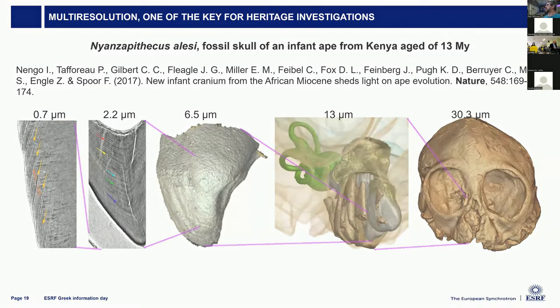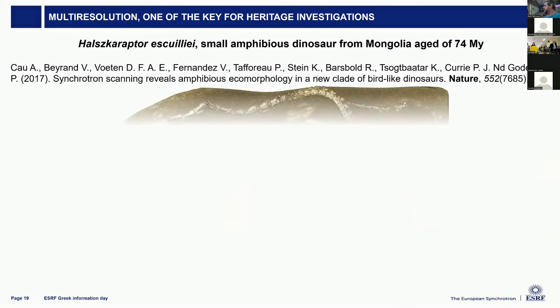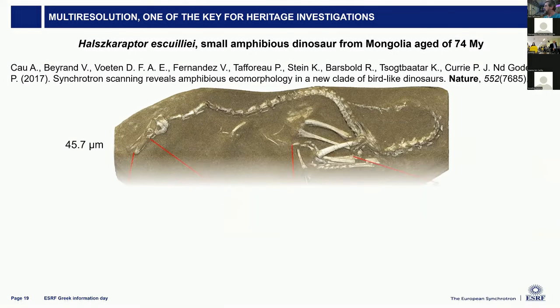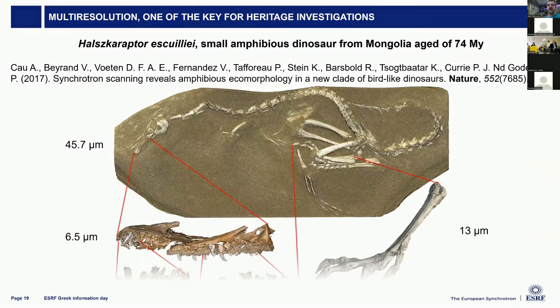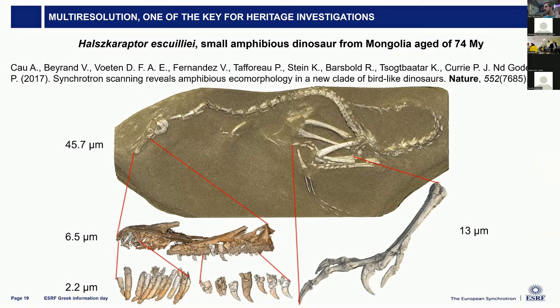There are other ones on even larger specimens. This one is a complete dinosaur from Mongolia that is 74 million years old. The specimen is about 50 centimeters. We scanned it completely at 45 microns. Then you can see we went to see details like the snout at 6.5 microns or the teeth at 2.2 microns. And for some parts of the bones, we even went to 0.7 microns to see bone microstructure. Again, all that without destroying anything on the sample. The key point there is always the non-destructivity.